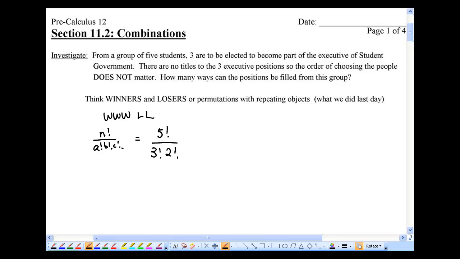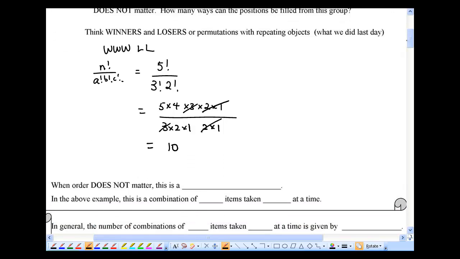Okay? And so we got 5 times 4 times 3 times 2 times 1. Here we have 3 times 2 times 1 and 2 times 1. Those disappear. 3 and 3 disappear. So we're left with, I believe, just 10. Okay? So we did a question like this last day, right? With that idea. Well, I want to extend that idea because when the order does not matter, we have a special name for this. We call it a combination.